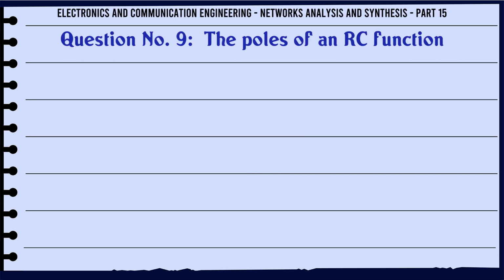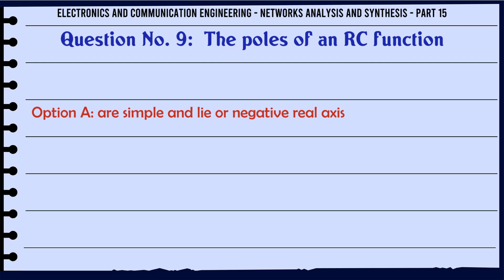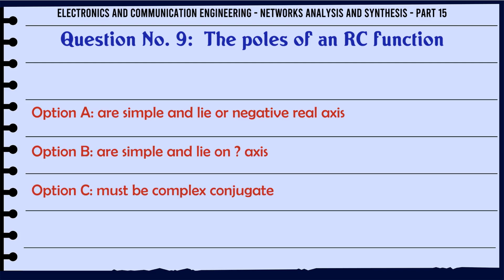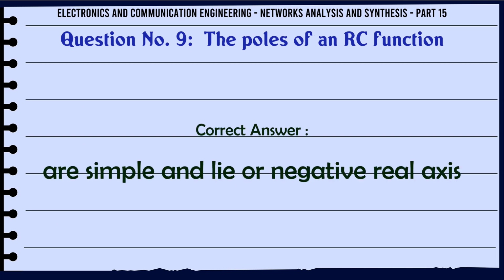The poles of an RC function: A: are simple and lie on the negative real axis, B: are simple and lie on the imaginary axis, C: must be complex conjugate, D: may be anywhere on the S plane. The correct answer is, simple and lie on the negative real axis.